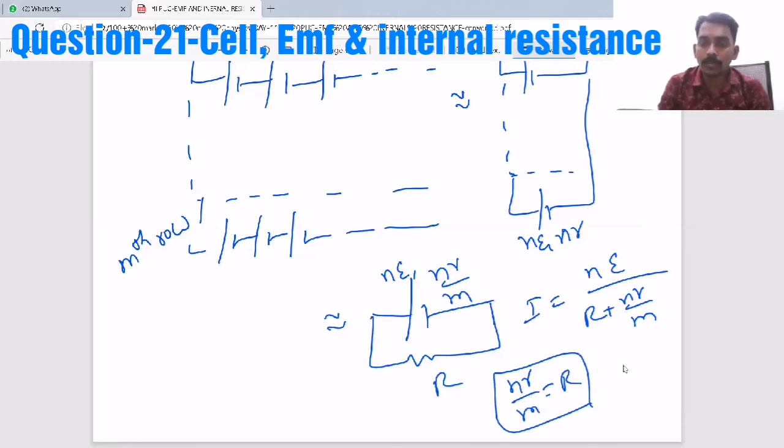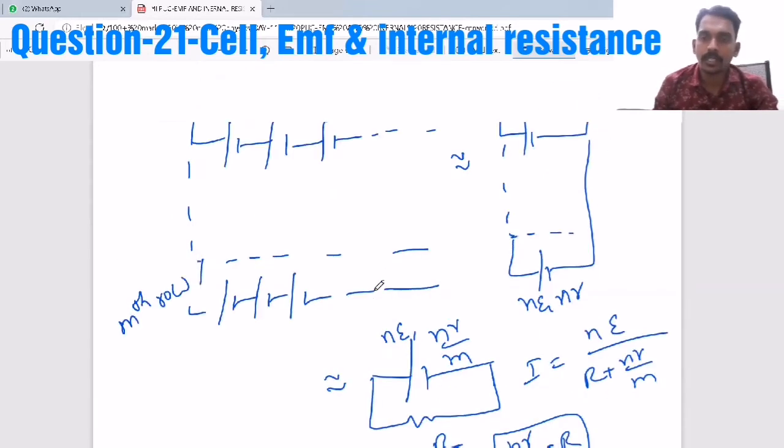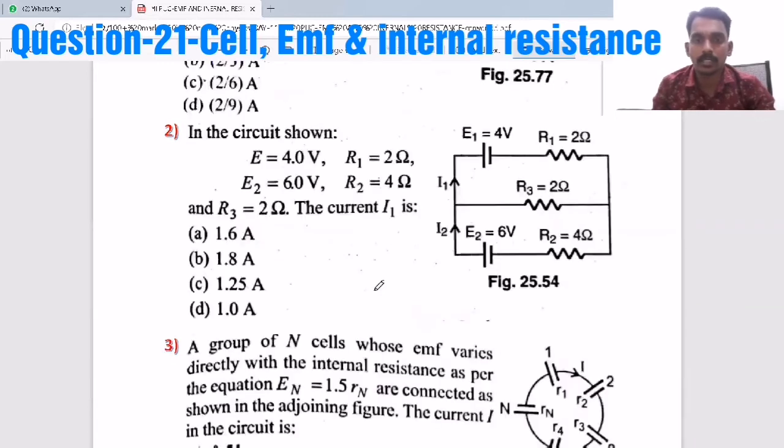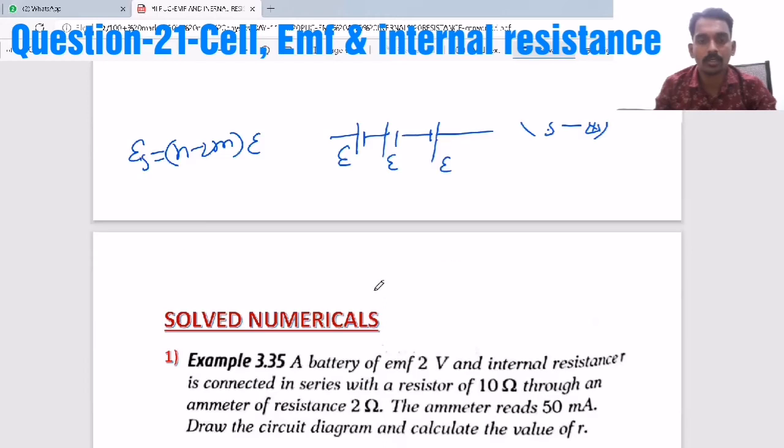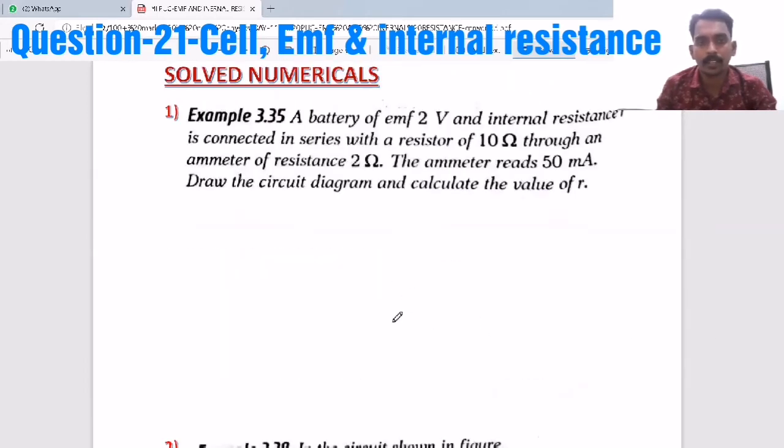So this is how sometimes they will ask questions based on mixed grouping. Equal EMFs will be there, but they will connect multiple cells in series and parallel. Some number of cells in one row and many such rows they will give. So this is the basic information we needed to solve the questions based on these things. Let's see a few examples so that we can understand how the questions will be asked.